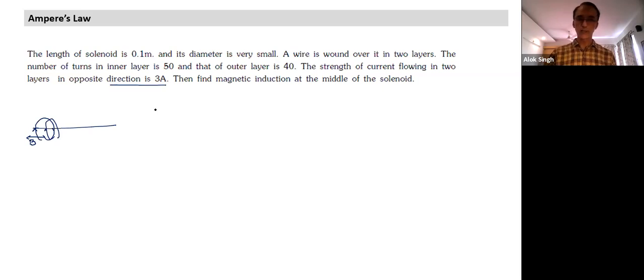This question is fairly simple. It is based on the fact that if 2 layers of windings are there, the fields will get created in opposite directions. One will be mu naught N1 into I1 minus mu naught N2 into I2. Why do we have the minus sign? Minus sign because they are in opposite directions.